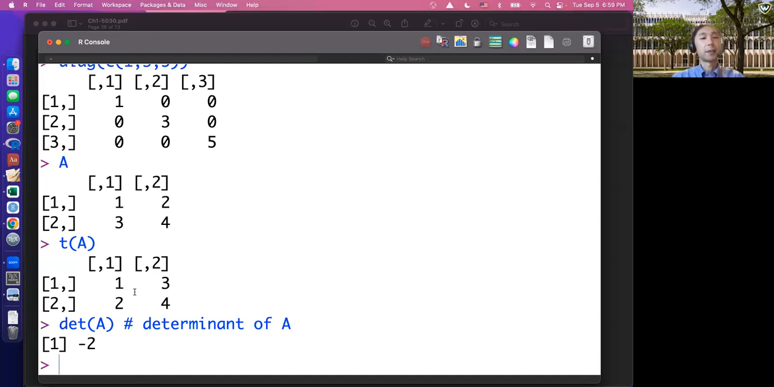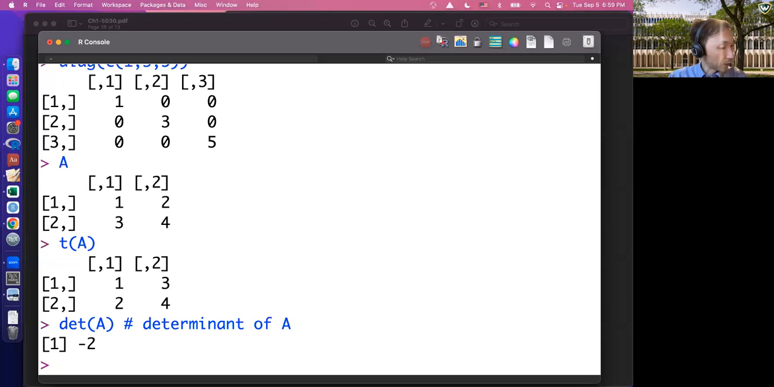So this is basically 1 times 4, the product of the diagonal terms, minus 2 times 3. For larger matrices, the definition is more complicated, but the determinant of A is negative 2. Any questions so far? Okay, good. And next, eigenvectors.